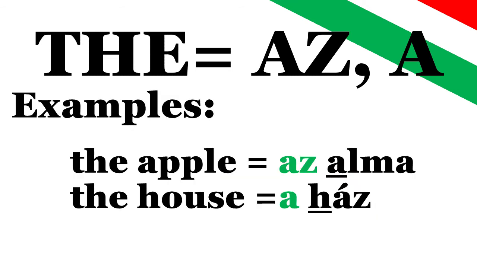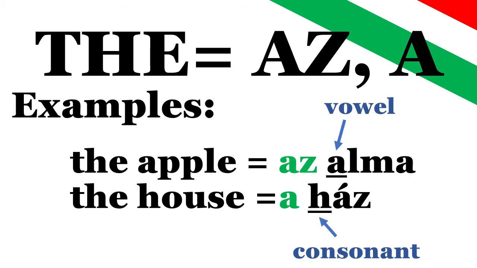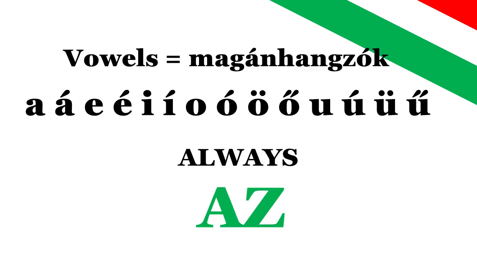For example, the apple, az alma. The house, a ház. Here you can see alma starts with a vowel, so we use the definite article az, whereas in the other case, we use a because ház starts with a consonant. In case you forgot the vowels, here you have them. Remember that if the word starts with a vowel, always use az.